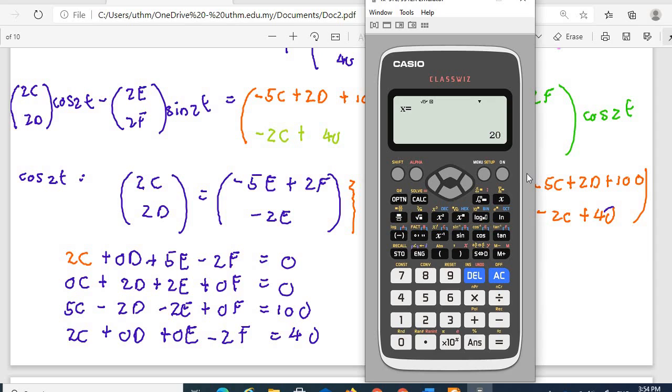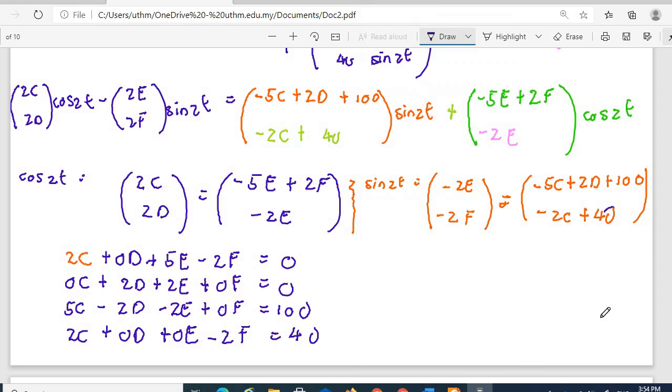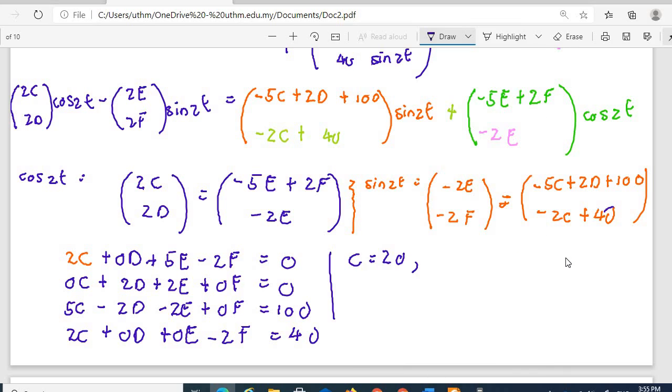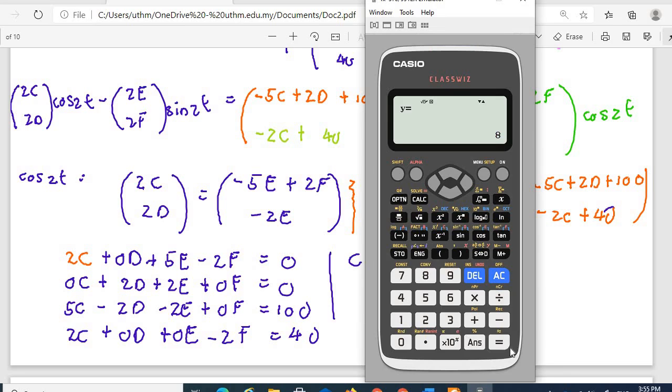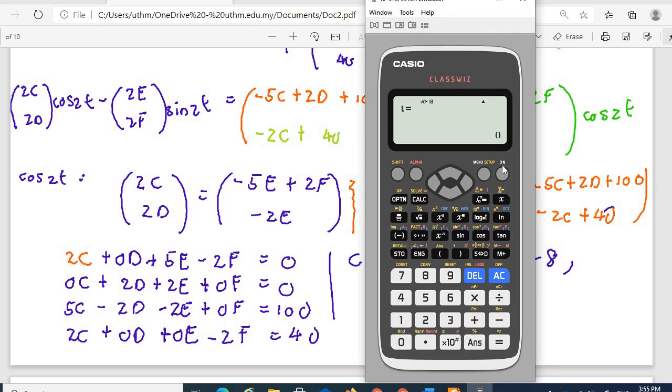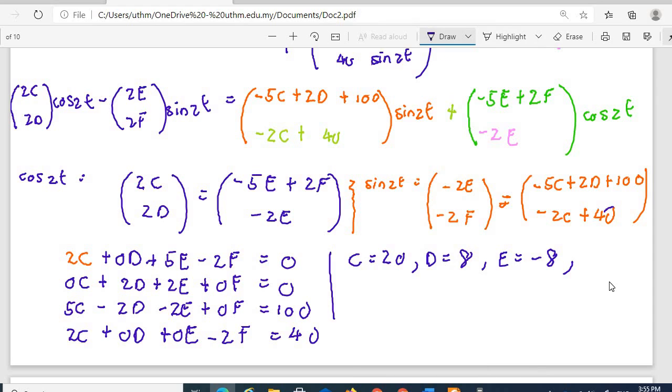Okay, I get X is 20. X is actually my C. From the calculator, I obtain C is 20. Y is 8. Y is my D. D equal to 8. And then Z equal to negative 8. Z is my E, so E equal to negative 8. T is my F. F equal to 0.